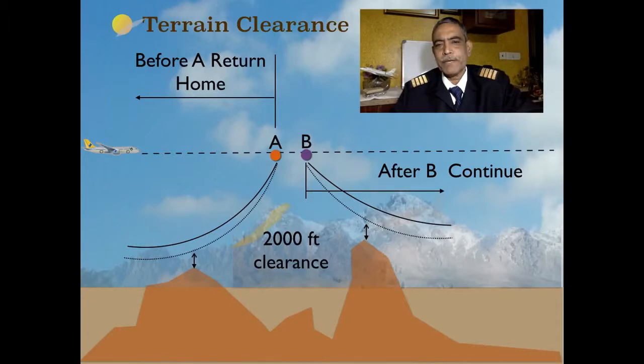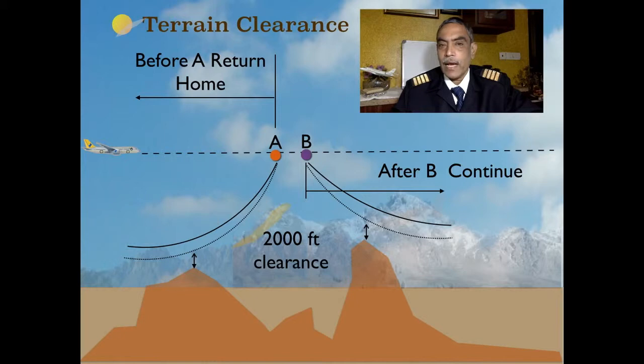Okay, let's see another scenario as I've shown in the picture. Now the point A and point B are slightly different, and I want you to notice. That means up to point A, you are able to return back to the departure base on a single engine, maintaining the 2000 feet clearance. Obviously, after A, you are not able to proceed on the route because you are not able to meet the requirements of an obstacle which is lying ahead of the flight path.